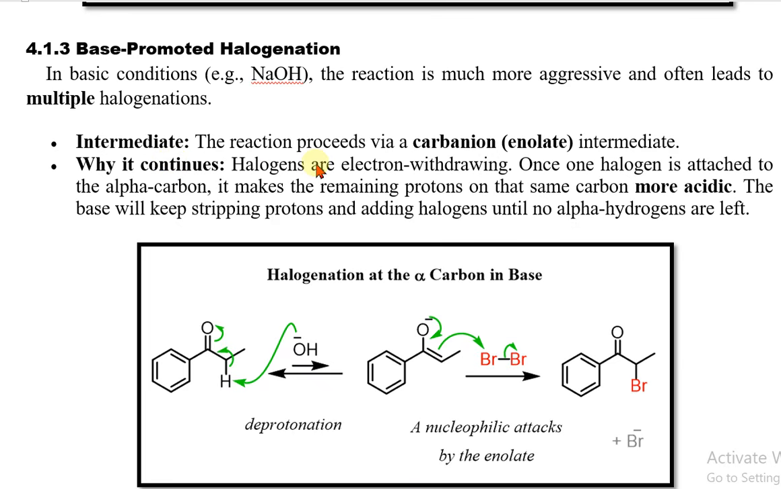The halogens are electron withdrawing. Once the halogen is attached to the alpha carbon, it makes the remaining protons on the same carbon more acidic. So it will be easy for the base to remove the second and third proton. The base will keep stripping protons and adding halogen until no alpha hydrogen remains.